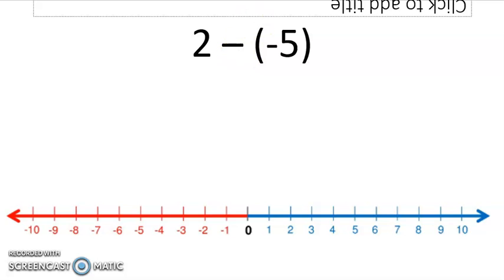Okay, so 2 minus negative 5. We're going to make this a giant plus sign. 2 plus 5. That's start at 2, up 5. 1, 2, 3, 4, 5. 2 plus 5 is 7. Oh man, your parents thought you were learning 7th grade math, and I just reverted to 1st grade. My bad.